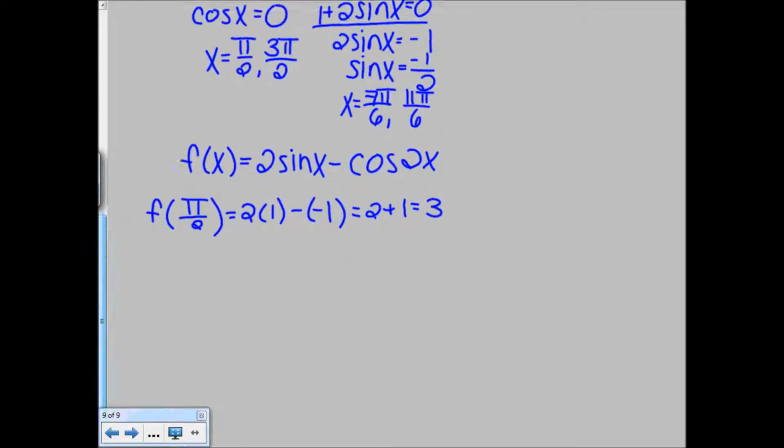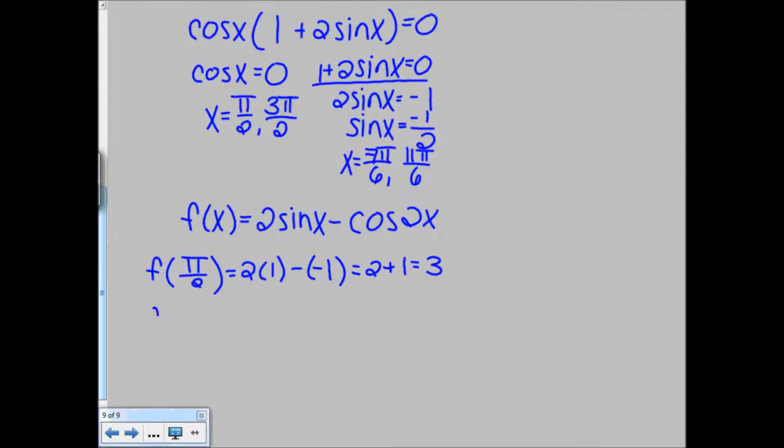So now let's do f of 3 pi over 2. It's going to be 2 times the sine of 3 pi over 2. So we're going to get 2 times negative 1 minus the cosine of 3 pi. Well, 3 pi is the same thing as pi, so again, we're going to get negative 1. So now we're going to get negative 2 plus 1, which is negative 1.